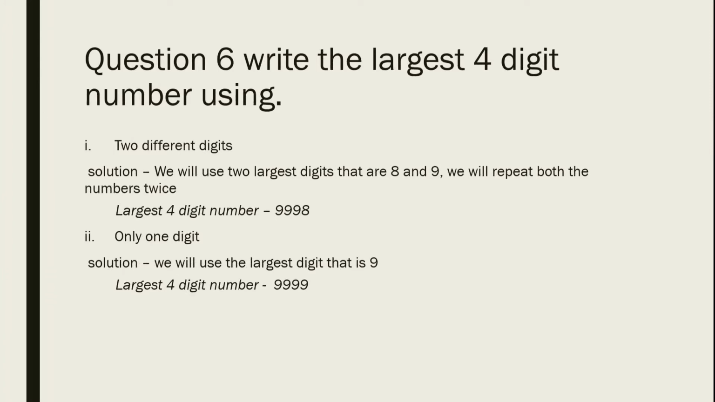Question number 6. Write the largest 4-digit number using two different digits. Using two different digits, we will use the two largest digits that are 8 and 9. We repeat them, so the largest 4-digit number is 9998. Only one digit, now if only one digit is used, it will be 9999.